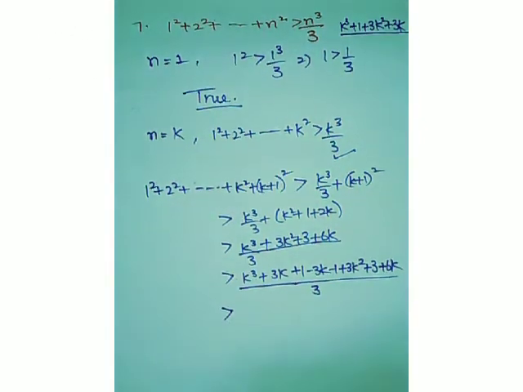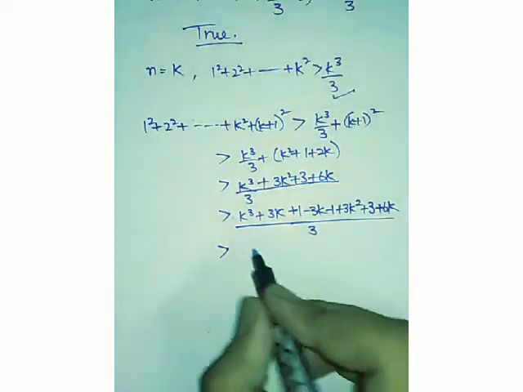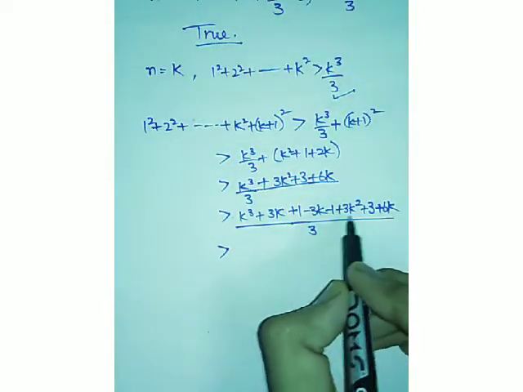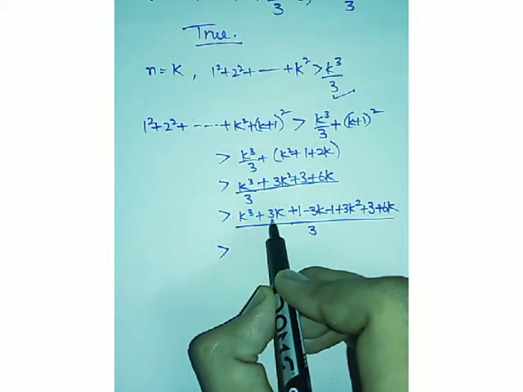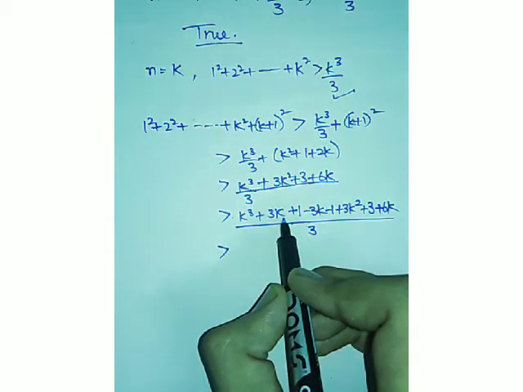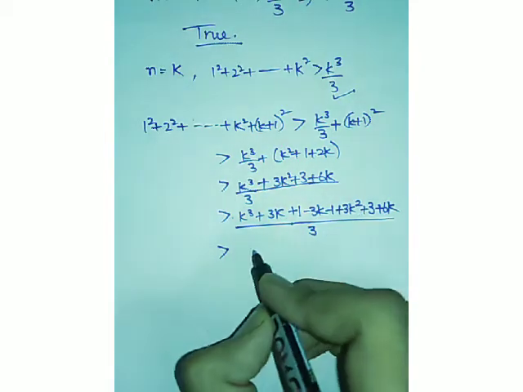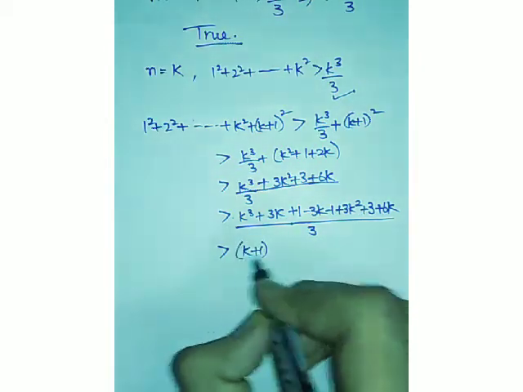greater than a cube plus b cube plus 3ab square plus 3a square b. So you can write k plus 1 whole cube.